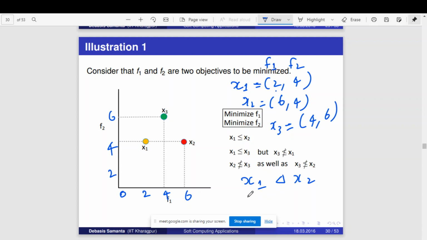Okay. Consider x1 and x3. When you consider x1 and x3, can you say that x1 dominates x3? This is x1, this is x3. When you consider x1 and x3, can you say that x1 dominates x3?